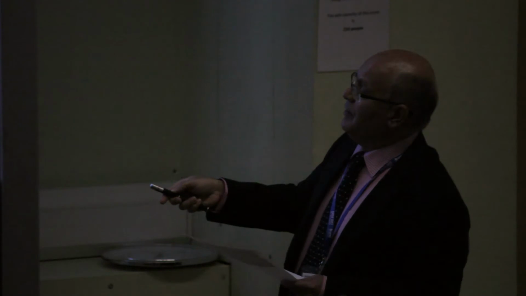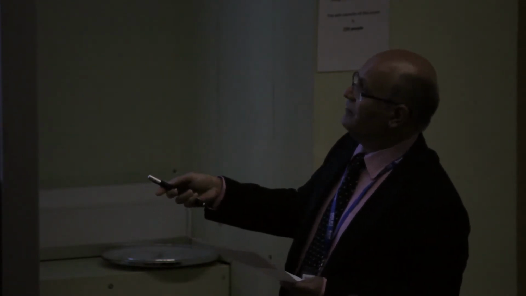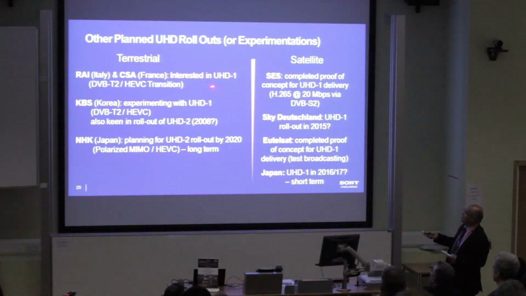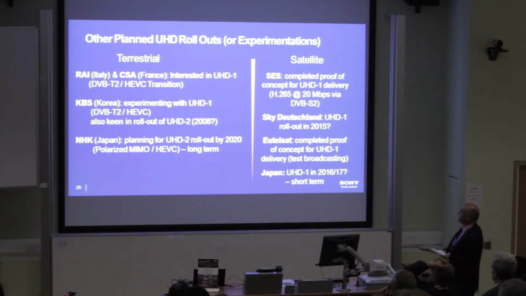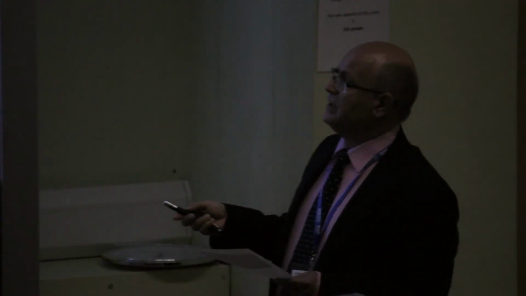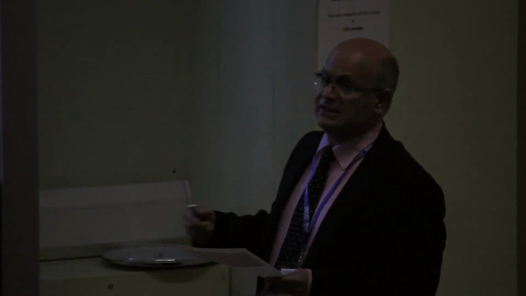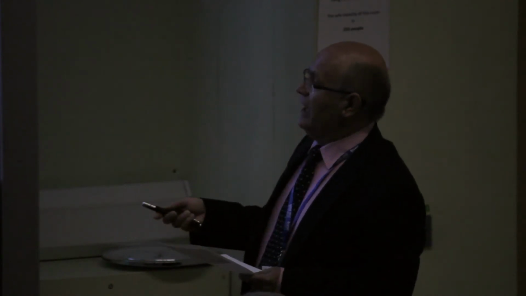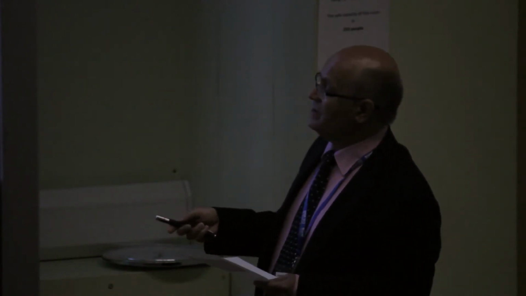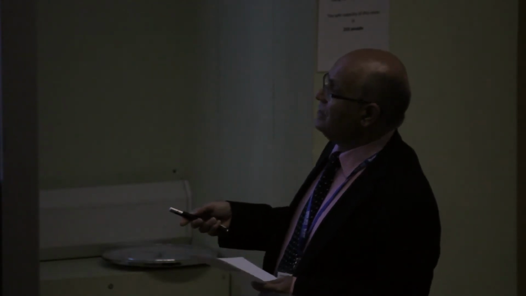On the terrestrial side, both RAI of Italy and CSA of France have shown an interest in UHD1. Their hope is that once HEVC is a little bit mature, they will combine it with DVB-T to make the transition from HD to UHD. And we know that KBS in Korea has been experimenting with UHD1, and that they've been using DVB-T2 and HEVC. These are according to my information. Also, from the information I gathered, they're keen to roll out UHD2 ahead of NHK in 2008. We'll see.